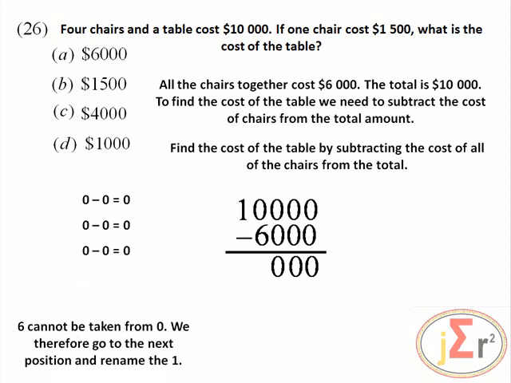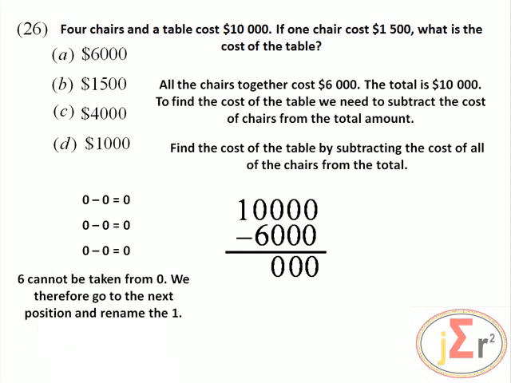Okay, good. So 6 cannot be taken from 0. We therefore go to the next position and rename the one that we have over there. So we put 0 there, and the 1 is taken to that column right there, which is the thousands column, where, yes, Jerry, it's 10 times its value, yes. So we're going to say 6 from 10 is equal to 4.